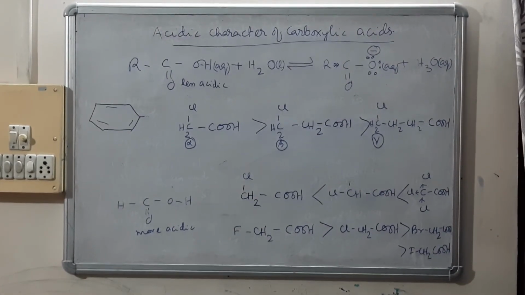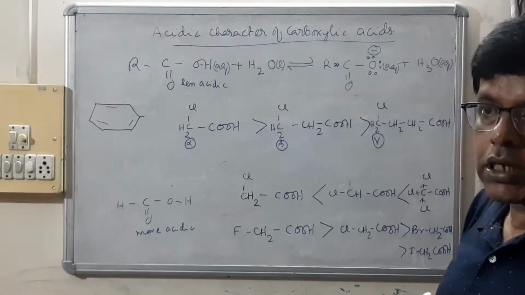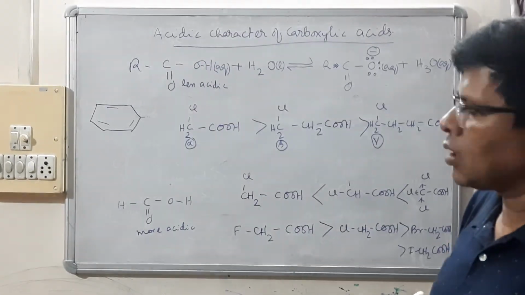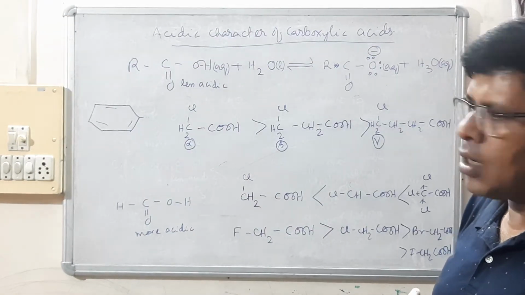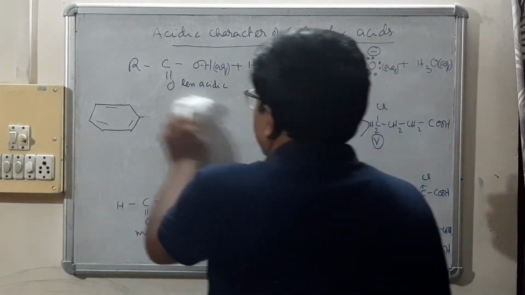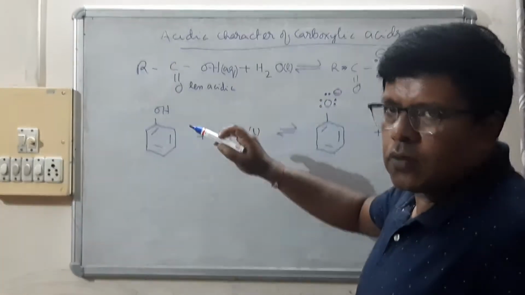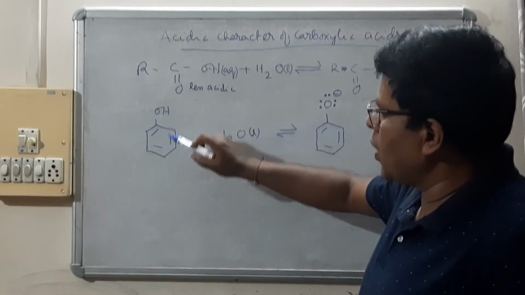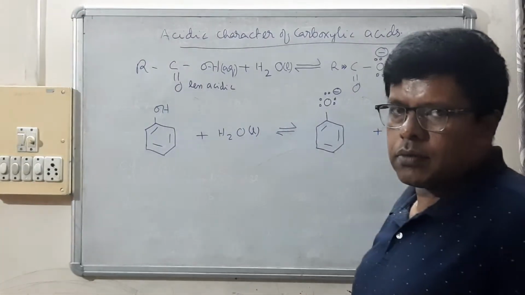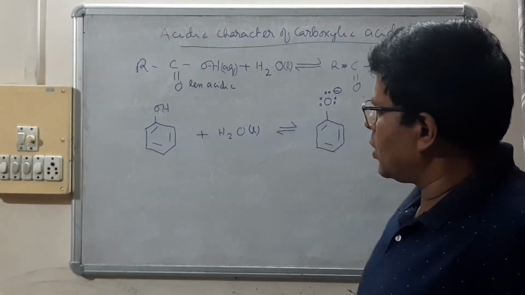Okay, now children, you have seen in the previous chapter that phenols are also quite acidic. So we would like to compare the acidity of carboxylic acid and phenol. Both these substances turn blue litmus paper red. So let us try to find out which one is more acidic.